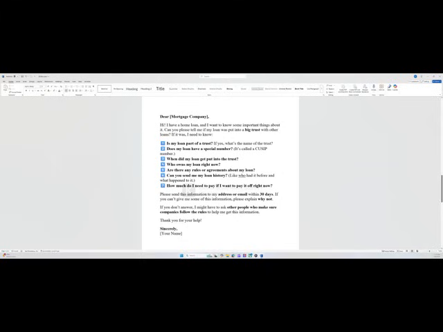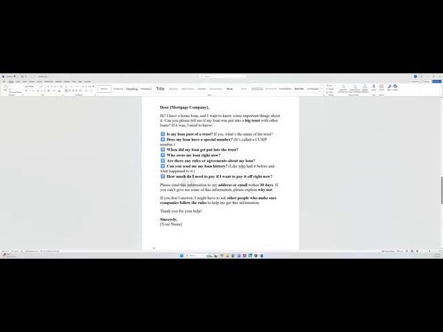Number five, are there any rules or agreements about my loan? Number six, can you send me my loan history? Like who had it before and what happened to it? Number seven, how much do I need to pay if I want to pay it off right now? Please send this information to my address or email within 30 days. If you can't give me some of this information, please explain why not. If you don't answer, I might have to ask other people who make sure companies follow the rules to help me get this information. That is what your letter says.